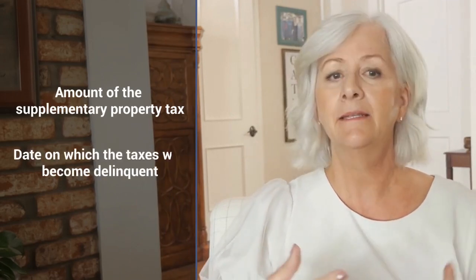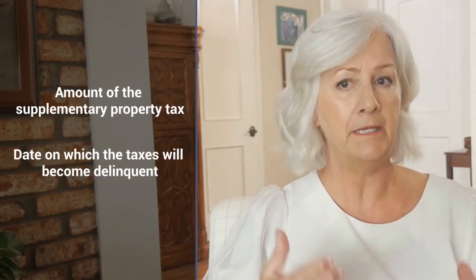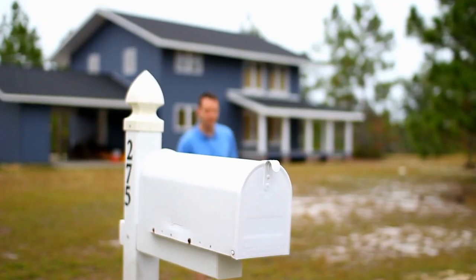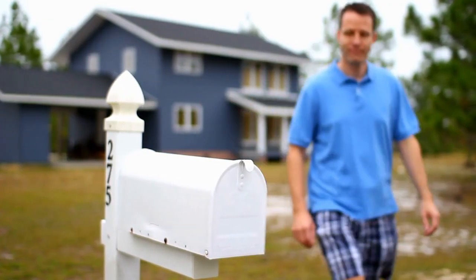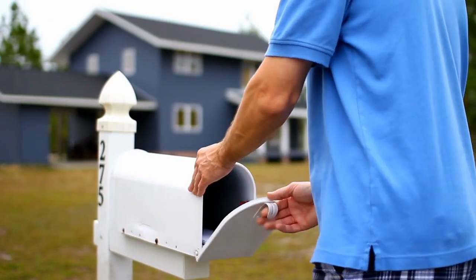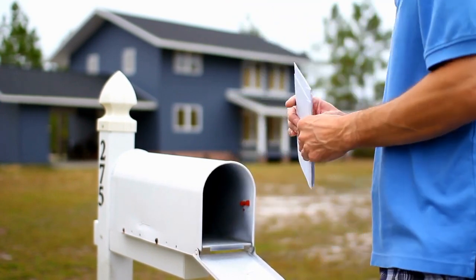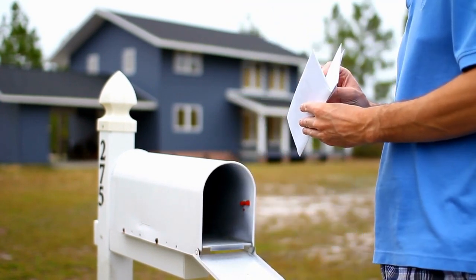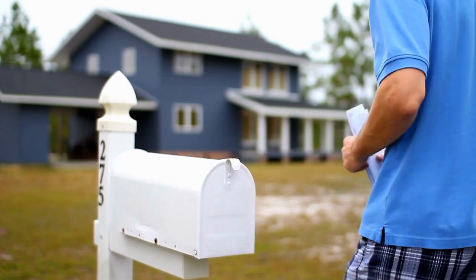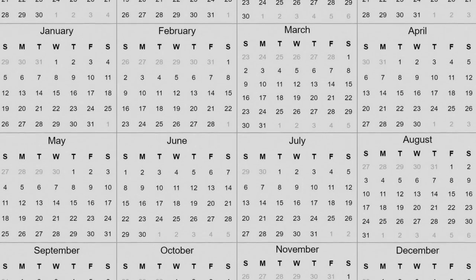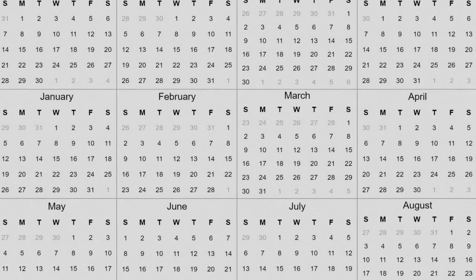The supplemental property tax bill will identify, among other things, the following information: the amount of the supplemental property tax and the date on which the taxes will become delinquent. As another side note, you probably want to make sure that you keep the mail forwarding to your home address in place until after you receive the supplemental property tax bill. Again, it could be up to a year before you receive that bill.